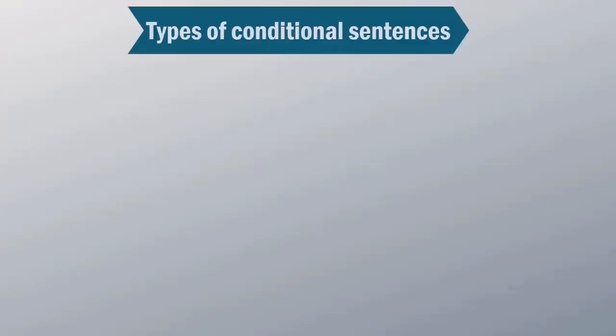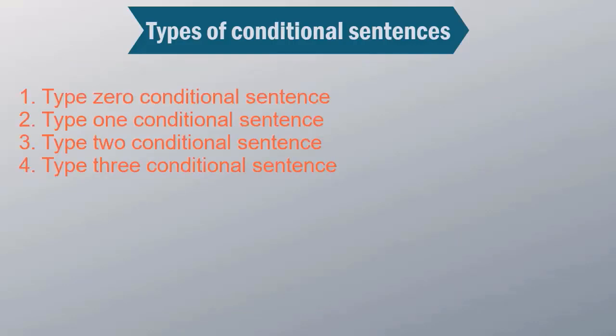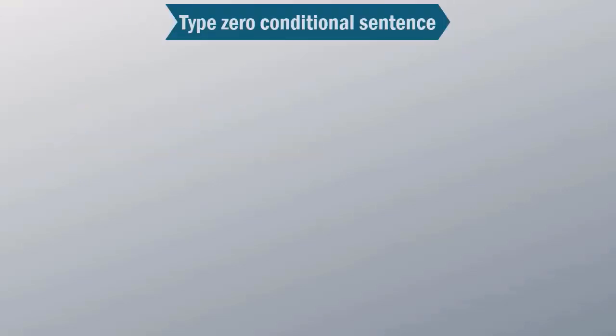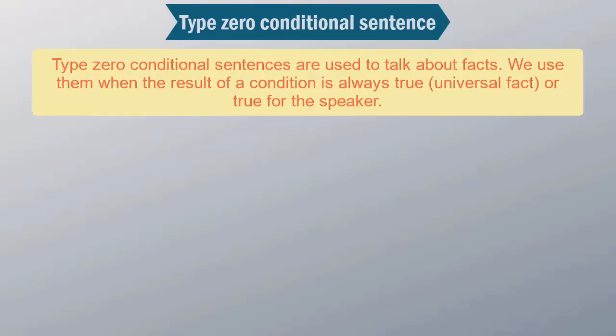So guys, we have four types of conditional sentences in English. Zero conditional sentences, first conditional sentences, second conditional sentences, and third conditional sentences. Each of these conditional sentences has specific usage, right? And we will talk about them individually. Let us start with the first one, zero conditional sentence. So guys, we use zero conditional sentences to talk about things that are facts, that are always going to be true.